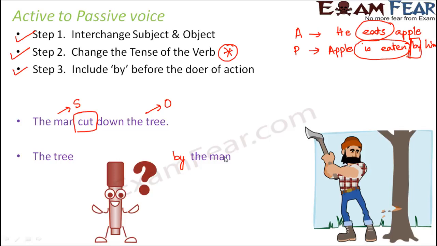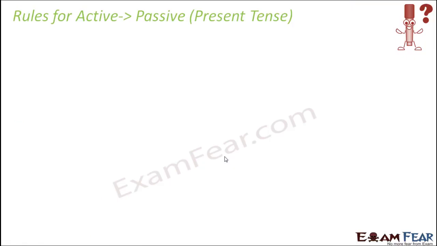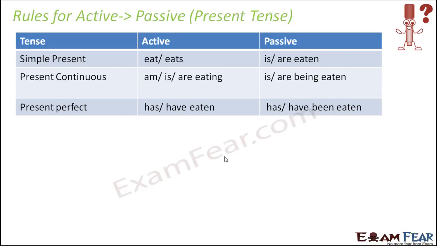So let us spend some more time to understand how we handle step 2. That is, how do we change the tense of the verb when we are converting from active to passive. Let us first talk about the present tense. We will only talk about the present tense to start with. Now this table is going to help us a lot when we convert sentences in active voice to passive voice. First of all, you need to determine the tense in the given sentence.